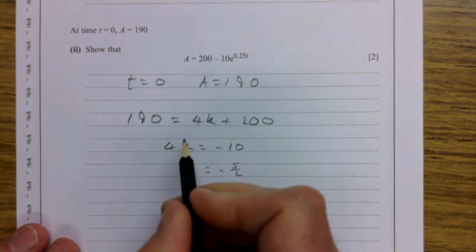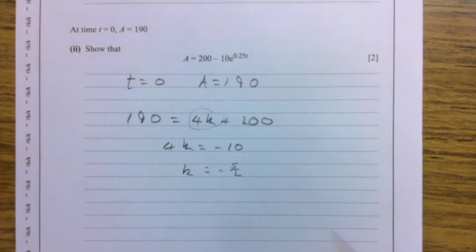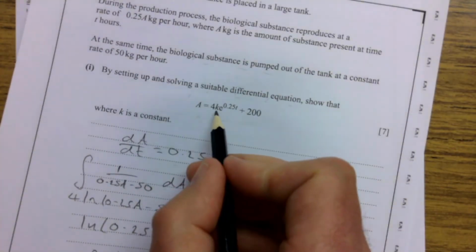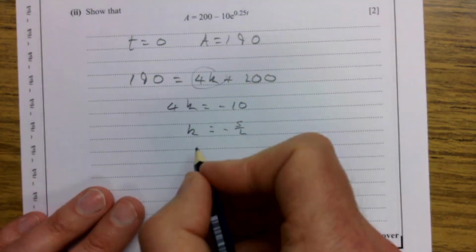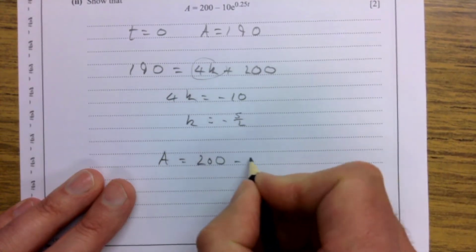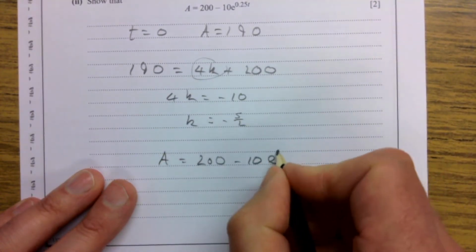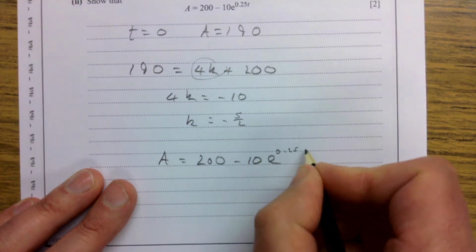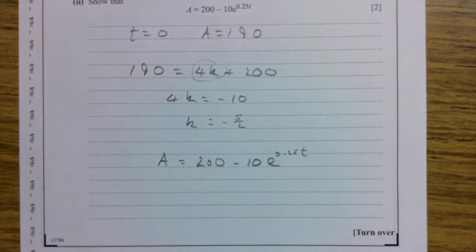Sorry, I've been a bit silly there, because it's the 4k we're substituting in, and remember our formula here is 4k, so obviously I said it was minus 5 over 2, but you times that by 4 and you just end up with a 10 as well. So substituting that in, we of course then get A is 200, take away 10 e to the 0.25 t.